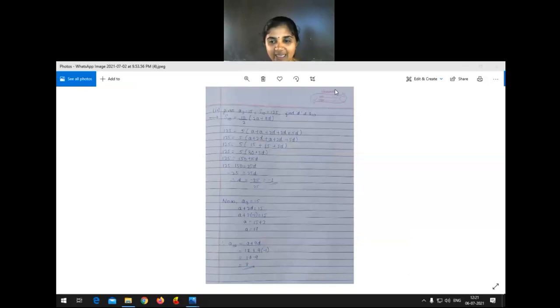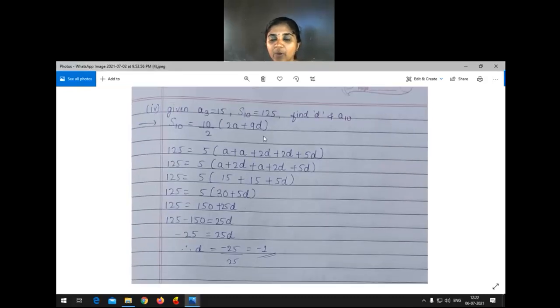In the last video, we were discussing question number 4 in the third main. It is given that A3 is equal to 15, the third term is 15, and S10 is equal to 125. Find A and A10. So directly we took S10 is equal to 125. We used the formula Sn is equal to n by 2 into 2a plus n minus 1 into d. After substituting the values, we got S10 is equal to 10 by 2 into 2a plus 10 minus 1 into d, that is 9d.